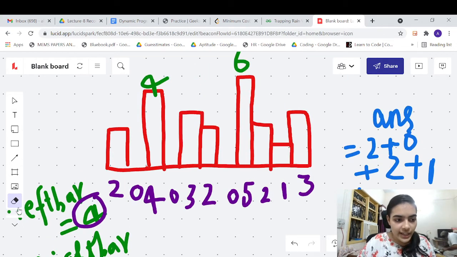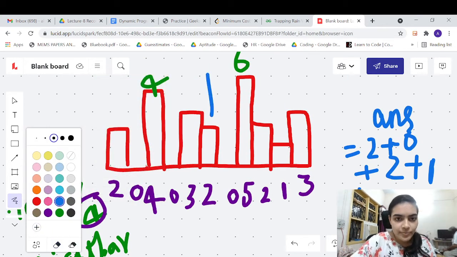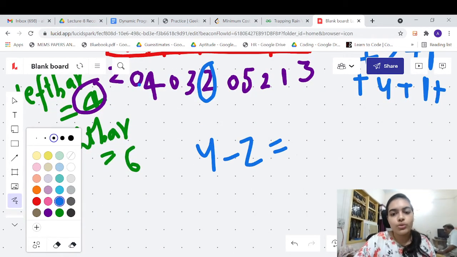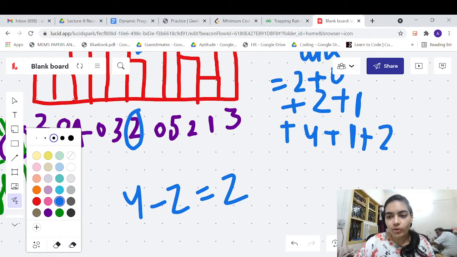Okay, now let me go forward to the next possible case. In the next possible case, again we will shift our left pointer, right? So this is the height of the bar, which is 2. Height of left bar is 4. Height of the current bar is 2. 4 minus 2, 2 is your answer. Okay, it will store 2 amount of water.